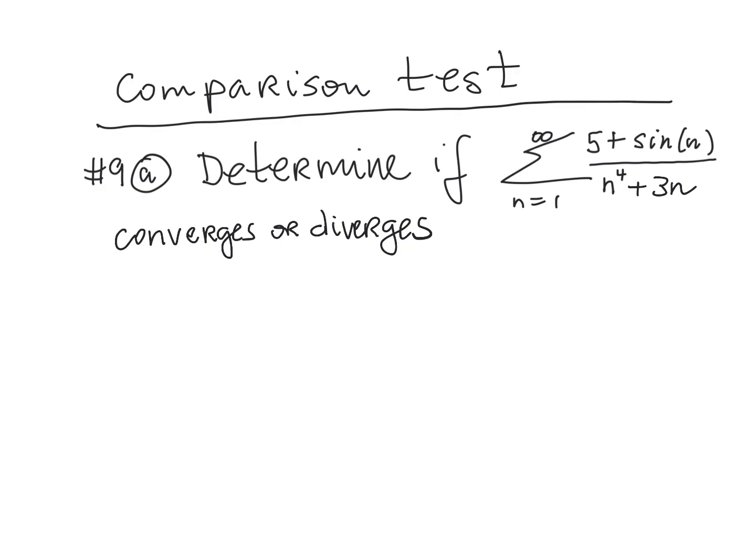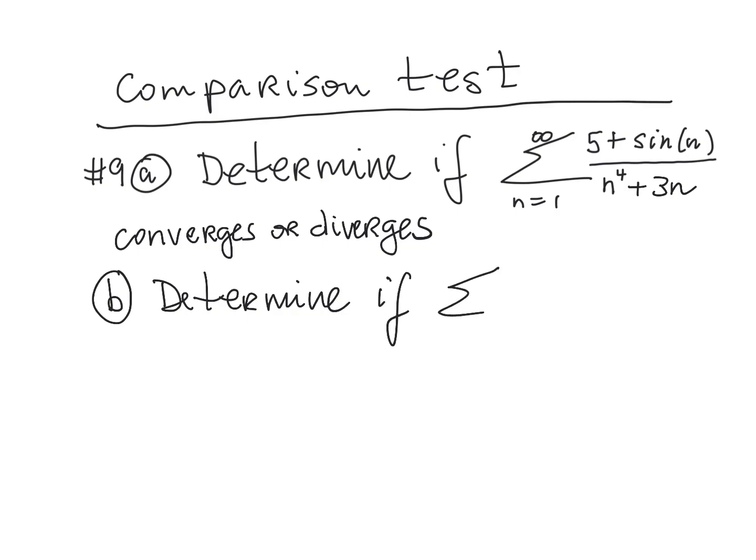Let's take a look at part B. Here we want to determine if the summation from 1 to infinity of (5 plus cosine of n squared) divided by (n squared plus 5n plus 3 divided by n plus 1) converges or diverges.